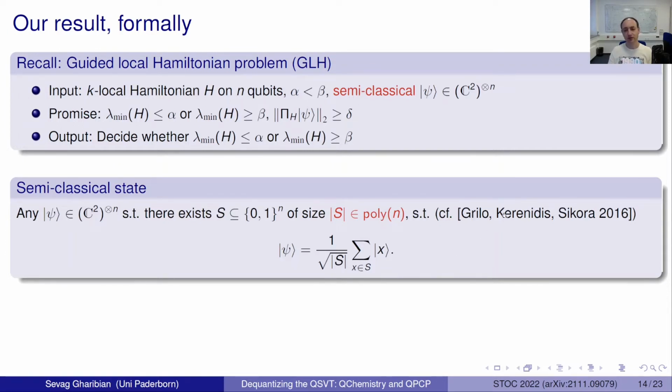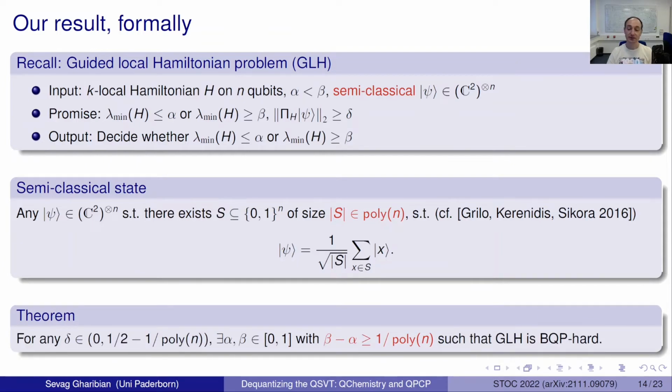If you're familiar with the work of Grilo, Kerenidis, and Zijlstra, it's basically what they call a subset state, meaning you just take a subset of n-bit strings, S, and you put your state into an equal superposition over those strings. Okay? So it's a very simple class of states. An additional restriction in our setting, which is important, is that we restrict the subset S to be polynomial in size. So the number of strings in the superposition is polynomial, and so psi has a very clean classical description.